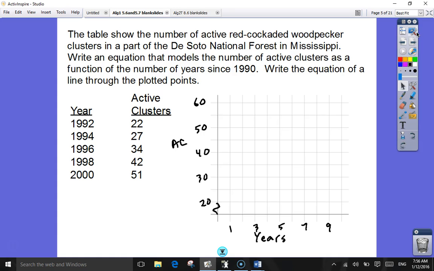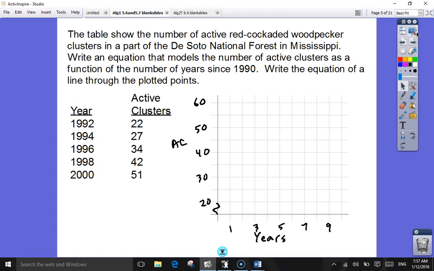A lot of these, because it's data and the data was actually collected to be about something, they're word problem kind of things. The table shows the number of active red-cockaded woodpecker clusters in a part of the DeSoto National Forest in Mississippi. Write an equation that models the number of active clusters as a function of the number of years since 1990, and write the equation of a line through the plotted points.